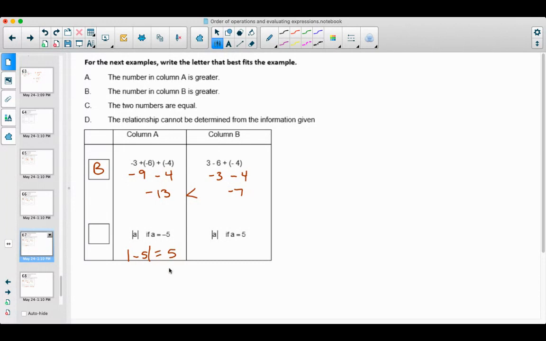So again, I look up at my possible options. Looks like they are the same. So A and B don't work. And then C, the two numbers are equal. 5 is equal to 5. So I'm going to put in the letter C there.